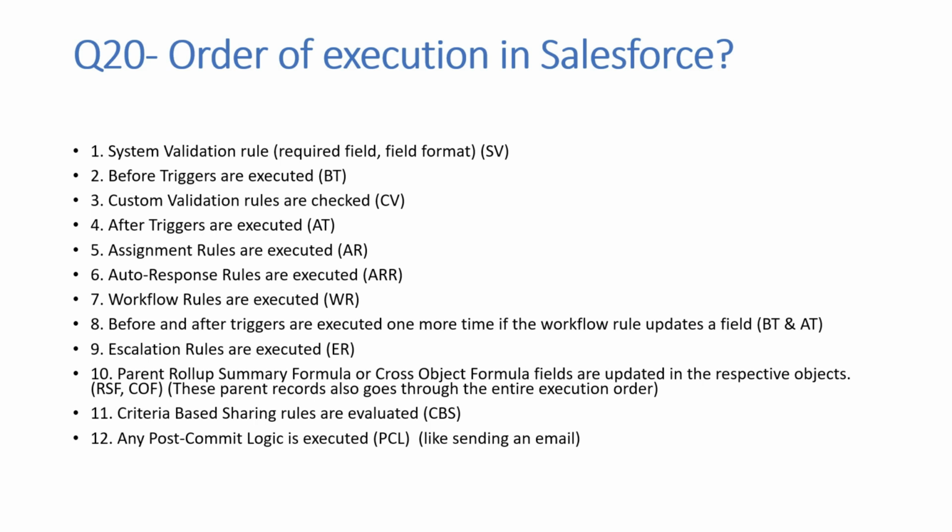Number 10, parent rollup summary formula or cross-object formula fields are updated in the respective objects. Number 11, criteria-based sharing rules are evaluated. Number 12, any post-commit logic is executed, like sending an email.